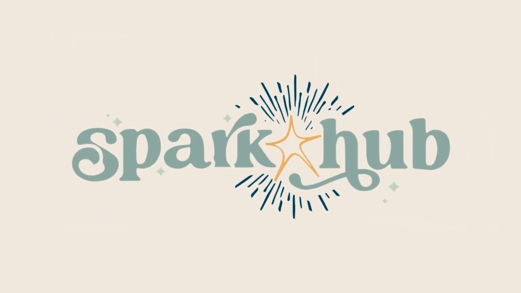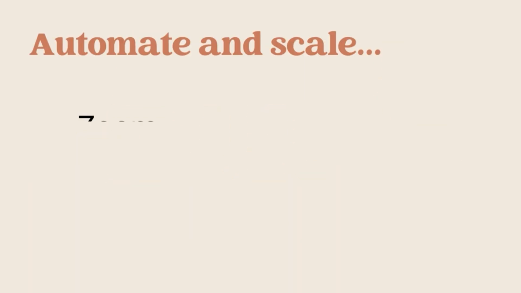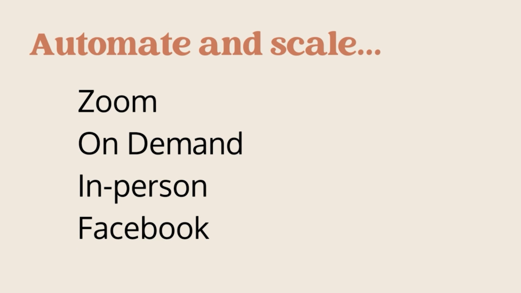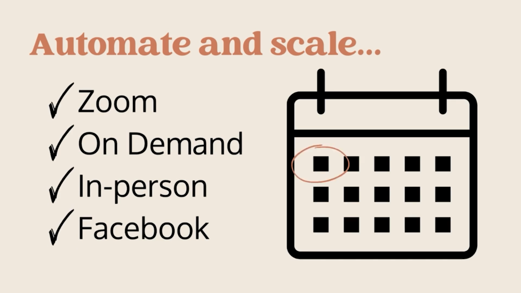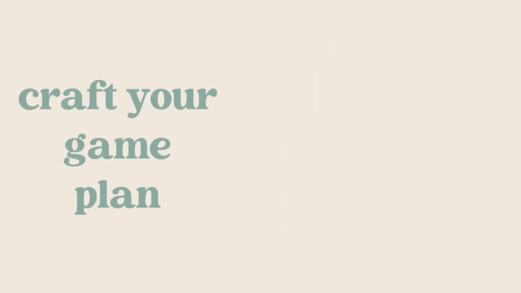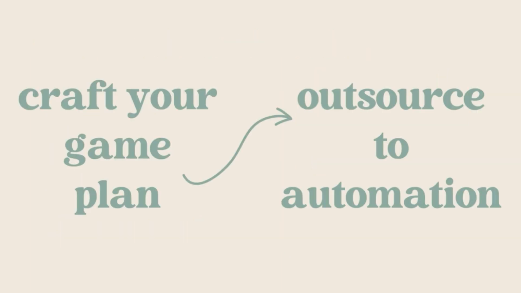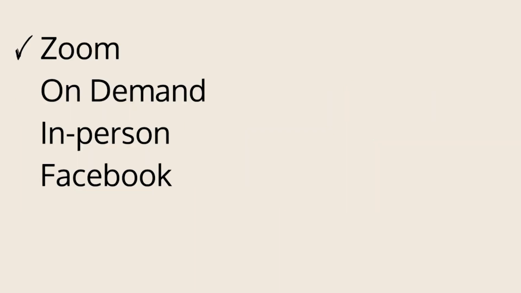list. At Sparkhub, we help you build an event timeline to automate and scale your events regardless of what styles you run. The timeline houses everything that has a date associated with it, so you can craft your game plan and outsource as much of it as possible to automation. How does this work? Well, let's say you're planning a Zoom party for April 30th.